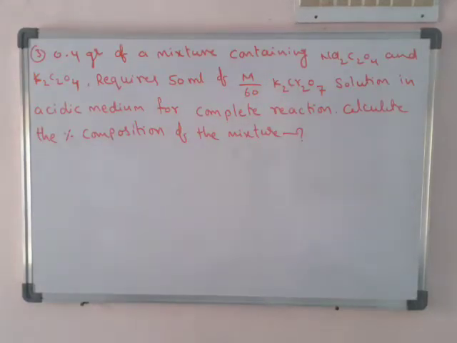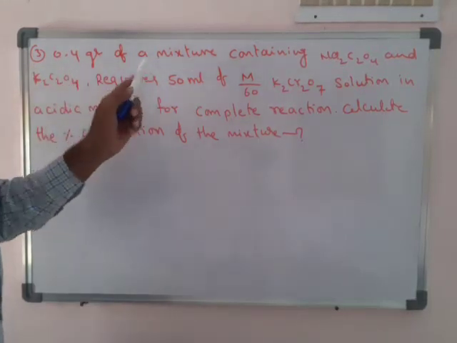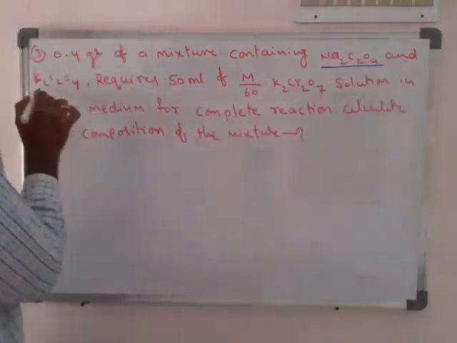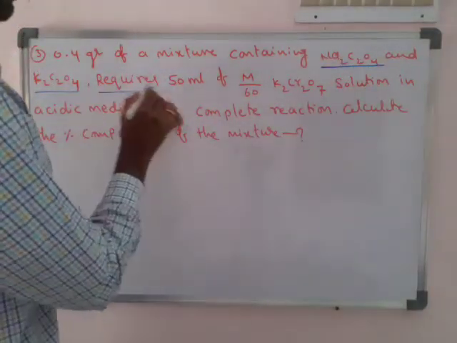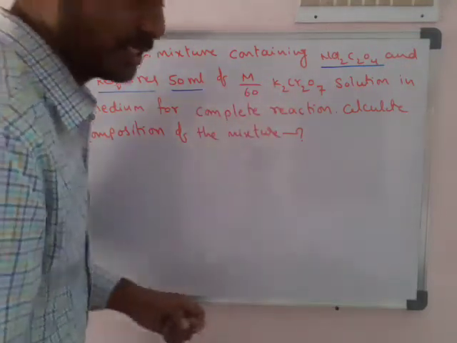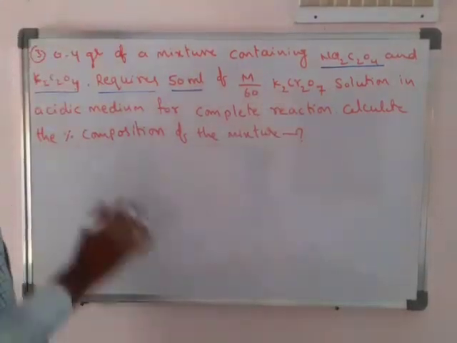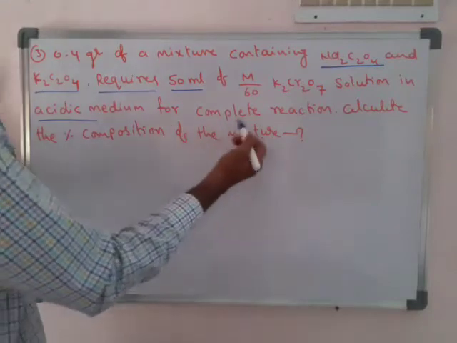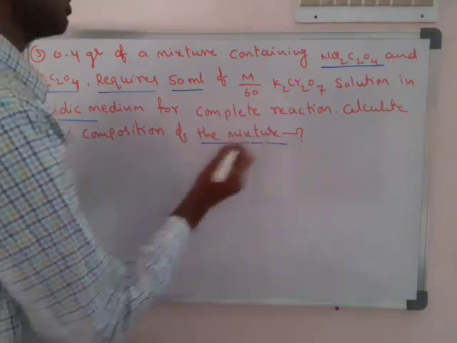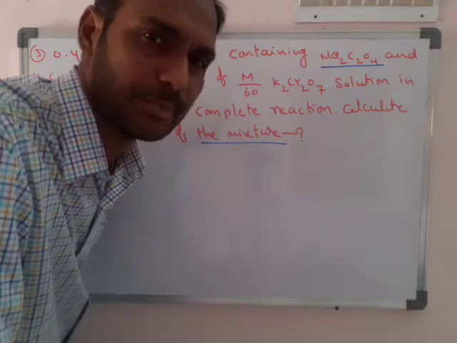Okay, see one more problem like that. So 0.4 grams of a mixture containing, so we are changing the mixtures, sodium oxalate and potassium oxalate, requires 50 milliliter of M by 60, that is 1 by 60 molarity, potassium dichromate in acidic medium for complete reaction. We have to calculate the percentage composition of the mixture. Percentage composition means the percentage of all the compounds present in the mixture.